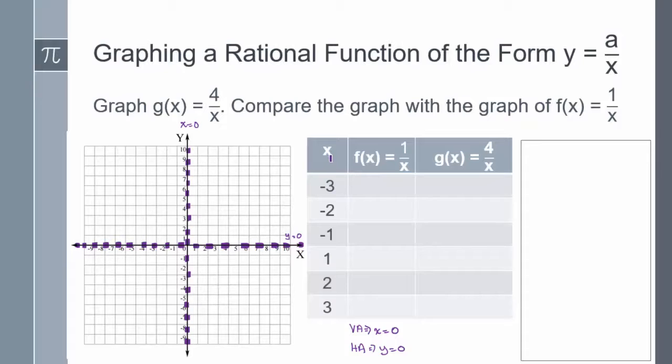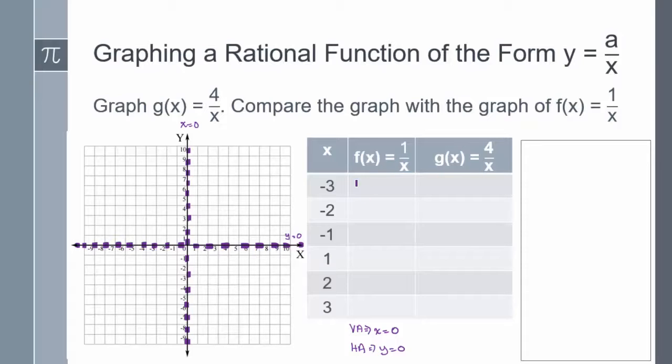Now, I've made a table of values and I've chosen values to the left and to the right of my vertical asymptote x equals 0. So the numbers I have chosen are -3, -2, -1, 1, 2, and 3. I'm going to plug them into the function f of x equals 1 over x and simplify the expression 1 over x.